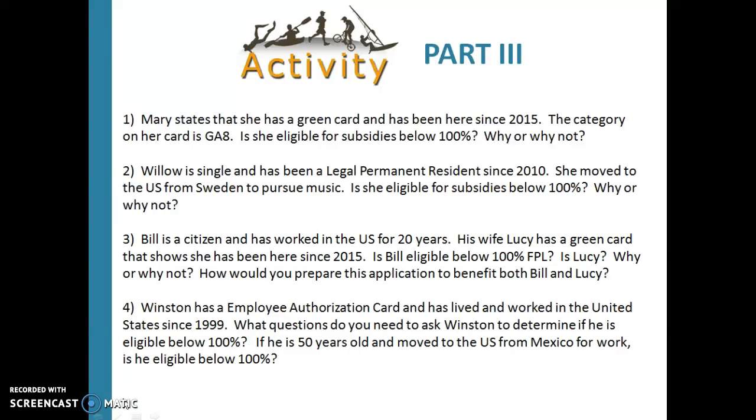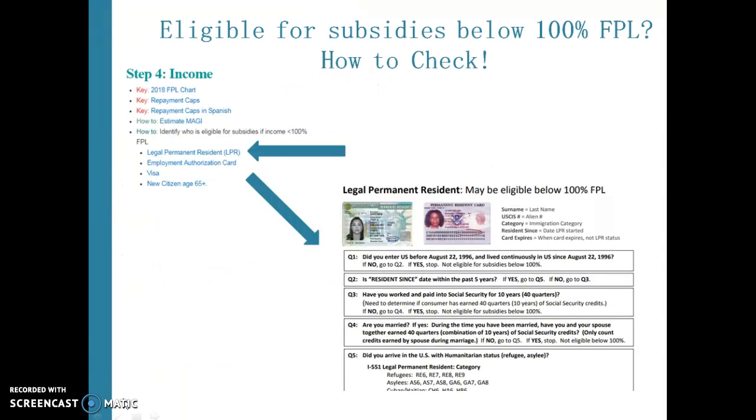Mary states that she has a green card, has been here since 2015. The category on her card is GA8. Is she eligible for subsidies below 100%? Why or why not? So we're going to go to our tools. We're going to use the legal permanent resident option to figure out whether she's eligible below 100%. So that's that first option under how to identify who's eligible for subsidies if income is below 100%.